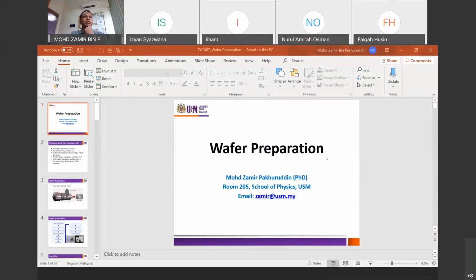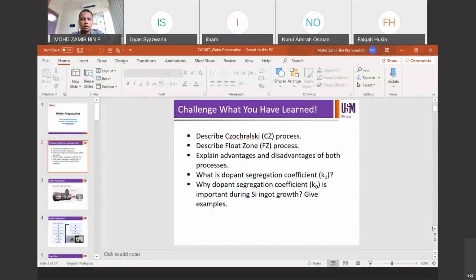Right, we have discussed conversion of sand to polycrystalline, then polycrystalline to monocrystalline. And now we know how we actually do the growing process. Okay, so before we move on to the details of wafer preparation, let us recap a few things on the previous topic.